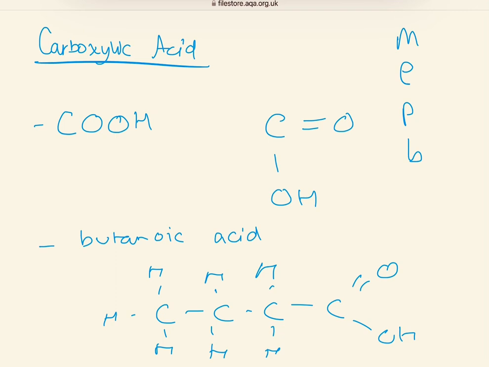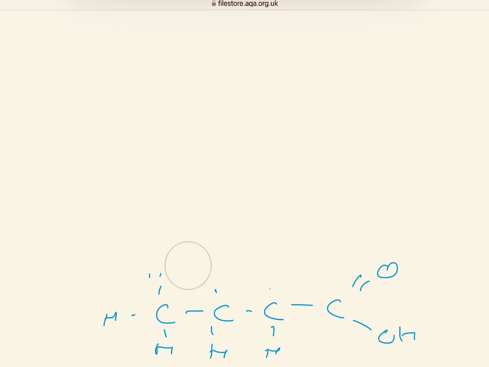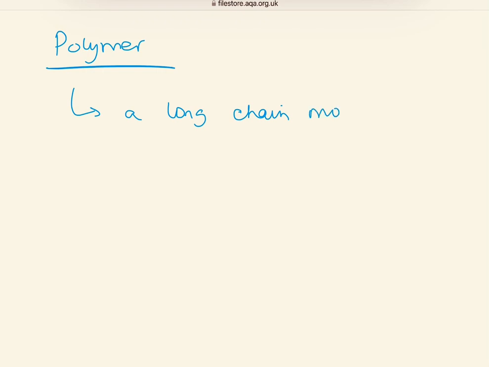Now, these all combine together in the final subtopic, which is polymers. What is a polymer? A polymer is a long chain. So poly means many, so it's a long chain molecule made up of many monomers joined together.